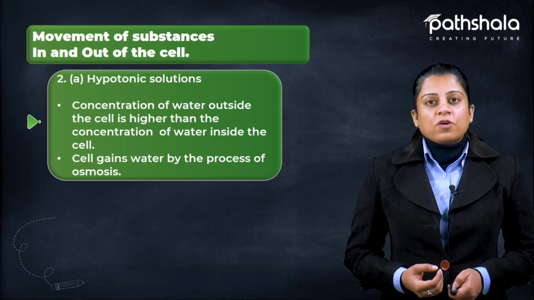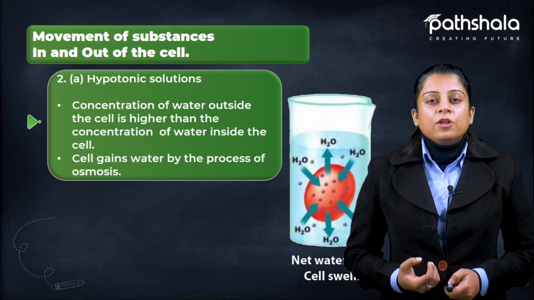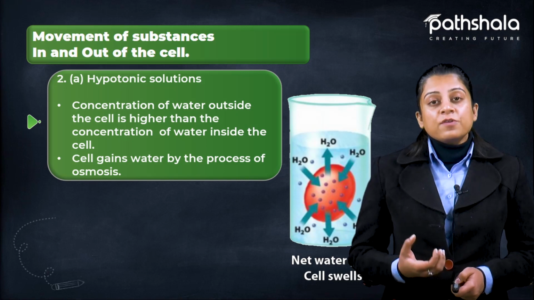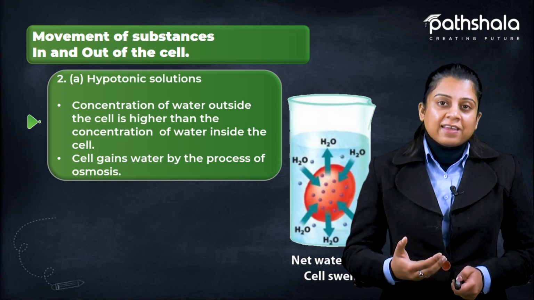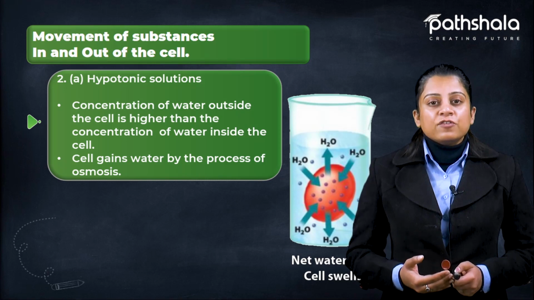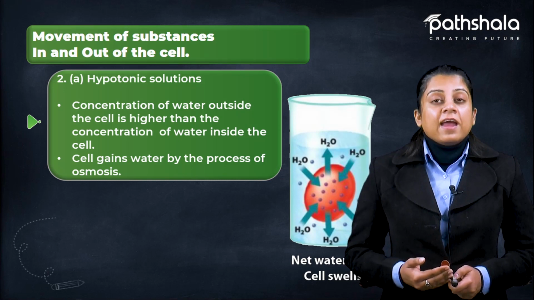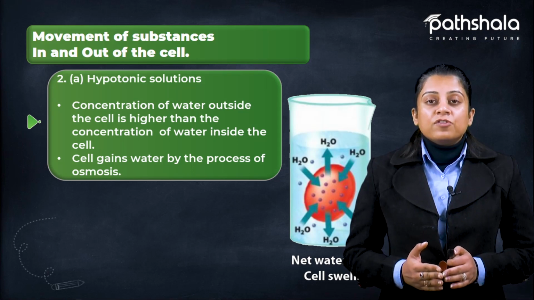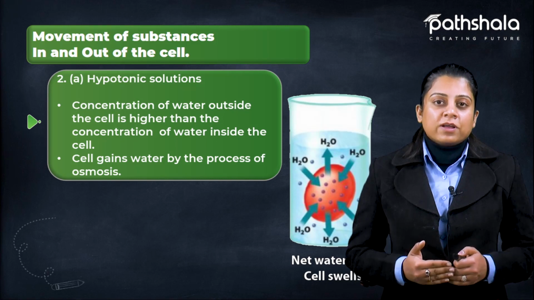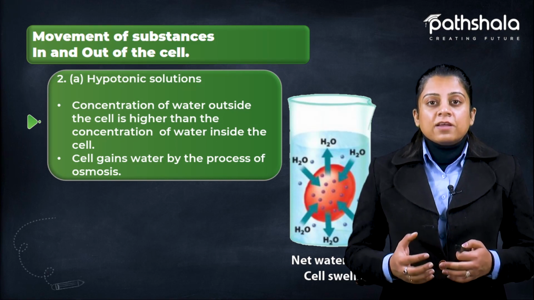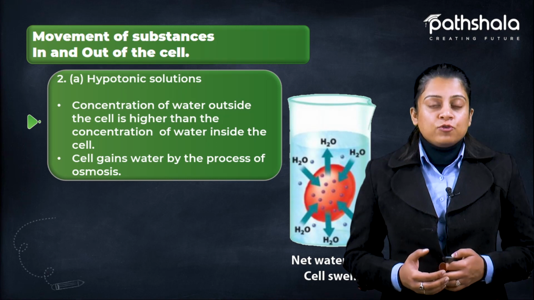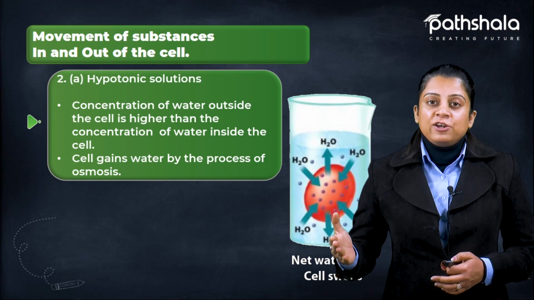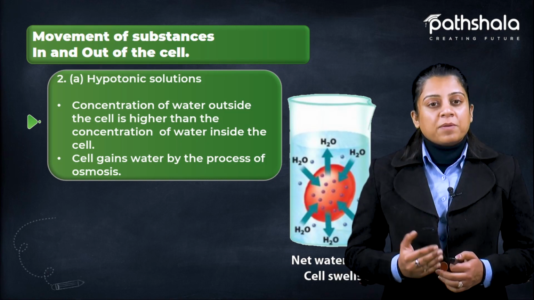So first let us talk about hypotonic solutions. Now what is a hypotonic solution? In a hypotonic solution, students, the concentration of water outside the cell is higher than the concentration of water inside the cell. And as we have studied, the solvent particles will move from a region of higher concentration to a lower concentration. So in this condition, in case of a hypotonic solution, the movement of solvent particles will be from outside of the cell to the inside of the cell through the plasma membrane.